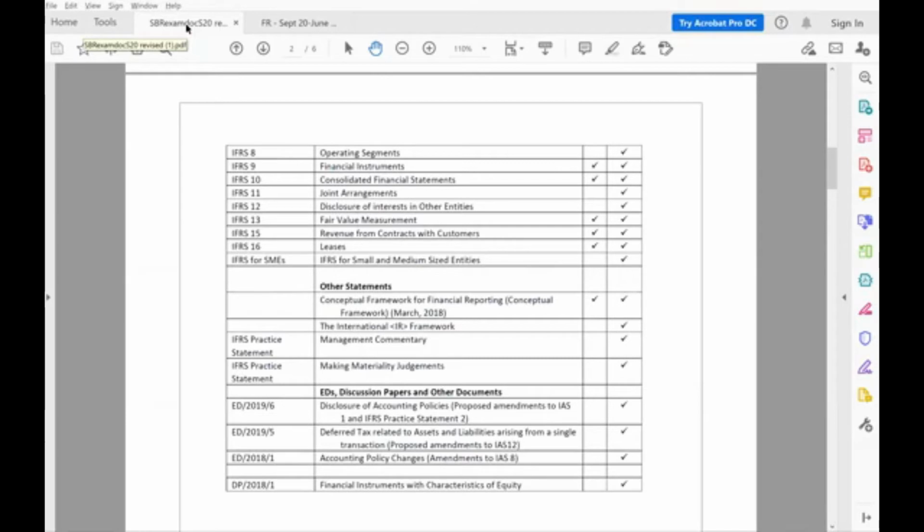So conceptual framework for financial reporting is number one, and there's one more topic that is included in the syllabus, which is interpretation of financial statements, which is essentially known as ratio analysis. So this is basically the overall study guide, the overall structure of your F7 or FR paper.